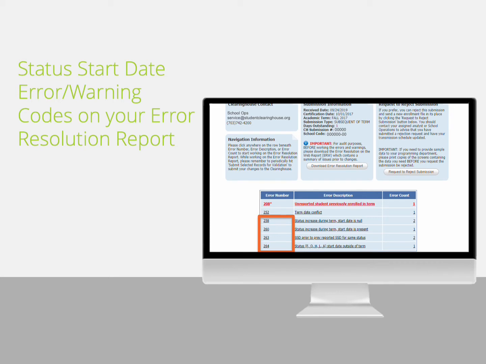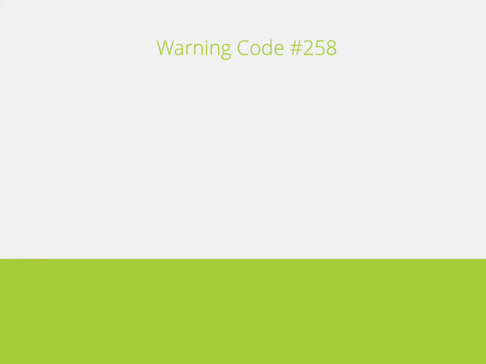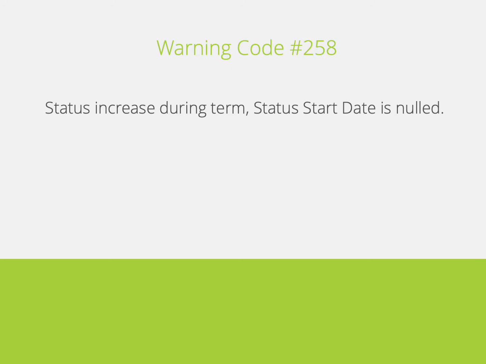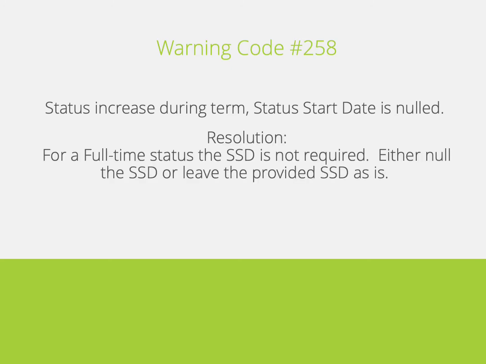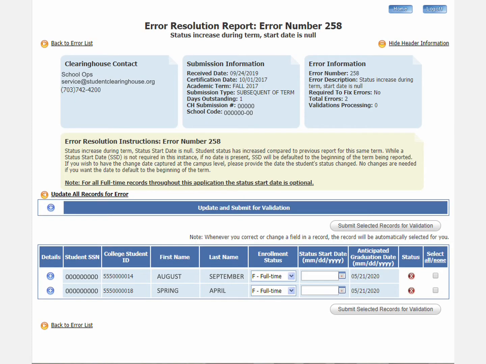Now let's take a look at some of the status start date warning and error codes that could appear on your error report. The first warning we'll go over is number 258. This is a status increase during the term when the status start date is nulled. To resolve this warning for a full-time student, either remove the status start date or leave the provided status start date as is.